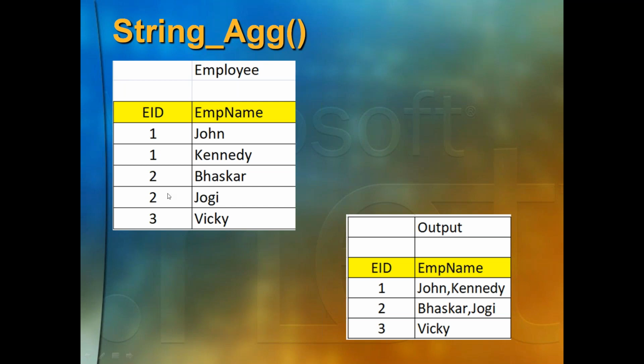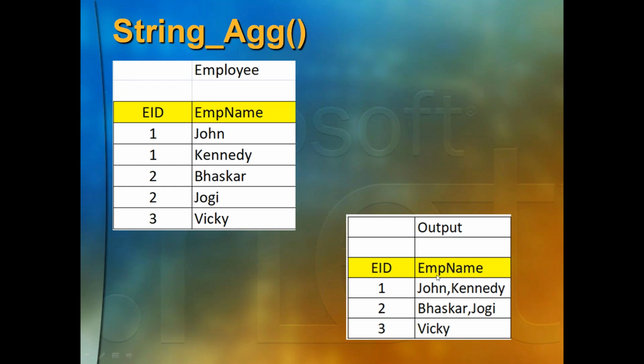If the employee number is the same for Bhaskar and Jogi, then I don't want to display two records. I want to concatenate the two rows. Clear? So I would like to concatenate two rows, Bhaskar, comma Jogi. For Vicky there is no second row, so I should be able to get a single row like this. So this is what my data is. Now I want to have it like this.